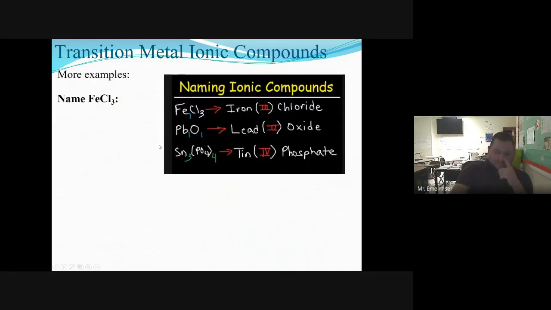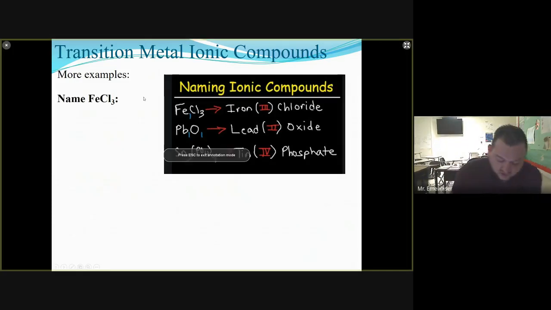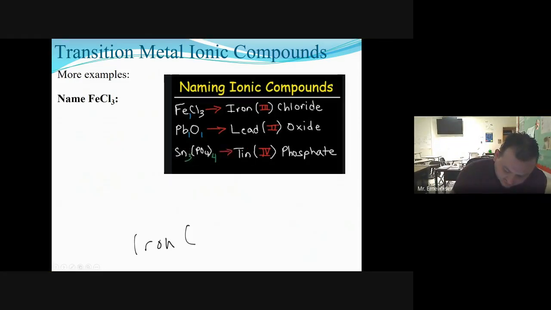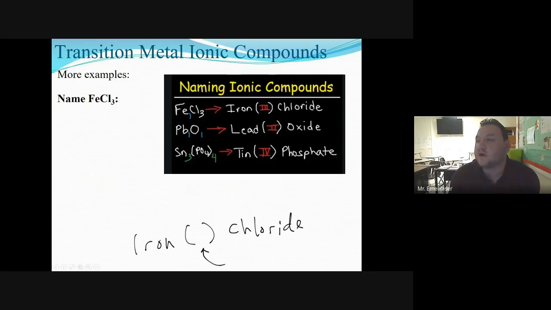All right, let's look at some more examples. What is the name of this guy? FeCl3. Well, we have to indicate the charge, so we know it's going to be iron something chloride. So you guys notice how we're indicating the charge in the parentheses? Keep in mind you only have to do this for transition metals. You do not need to do this for sodium or potassium or hydrogen or any of the other elements that aren't transition metals. There's no need because we know what the charge has to be. They only have one option from their location on the periodic table.